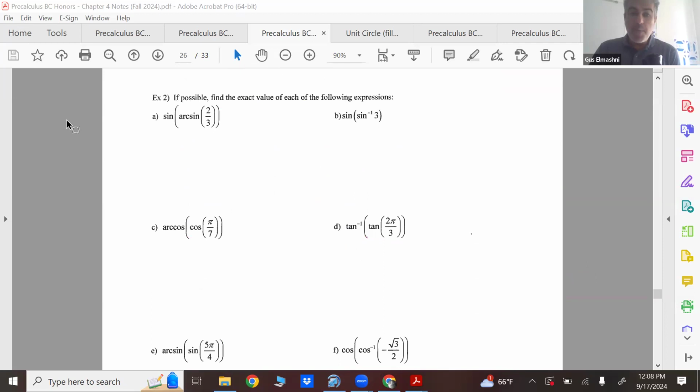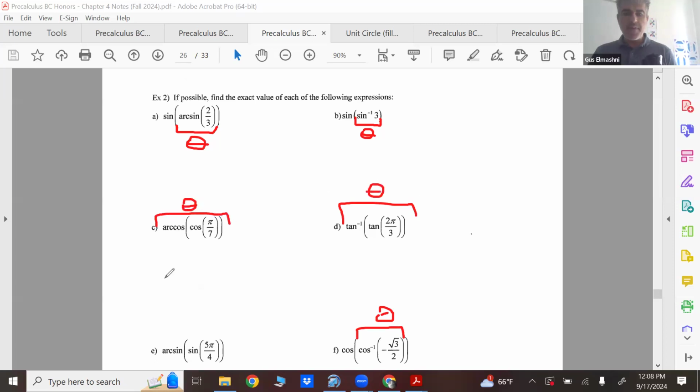Okay. Remember what this means. That's theta. That's theta. Okay. That's theta. This whole thing here will be theta. This whole thing here will be theta. Okay, now I got all primed.